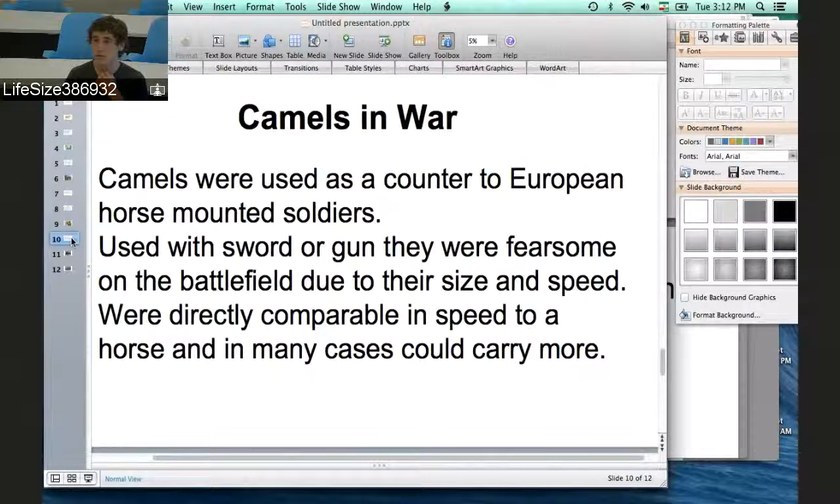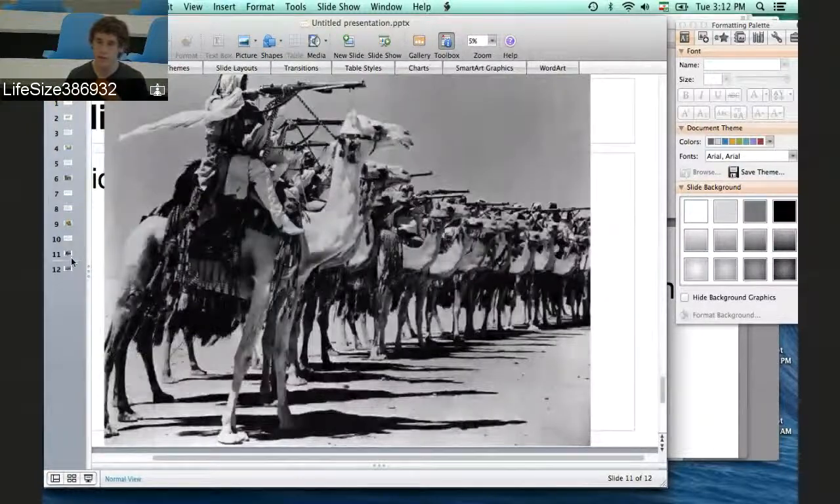They were comparable to any European war horse, and the fact that they did not have to drink as much meant that they could go for far longer periods of time in the field and made them an incredibly reliable mount.